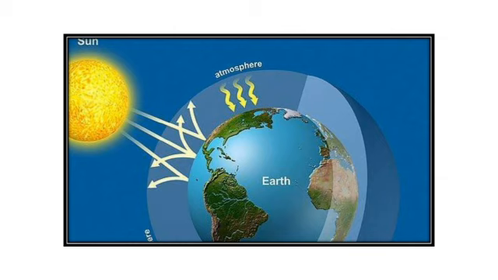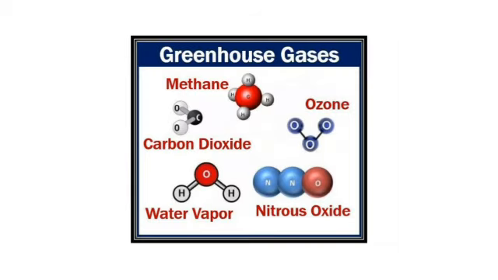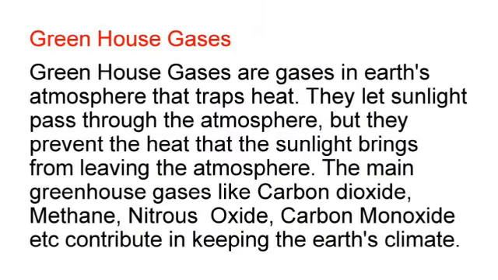So they trap heat and let the sunlight pass through the atmosphere. The main greenhouse gases like carbon dioxide, methane, nitrous oxide, carbon monoxide, etc., contribute in keeping the Earth's climate. So, the greenhouse gases are very important in maintaining the climate, but when they go in excess, they trap more heat, which leads to an increase in the temperature of the Earth.